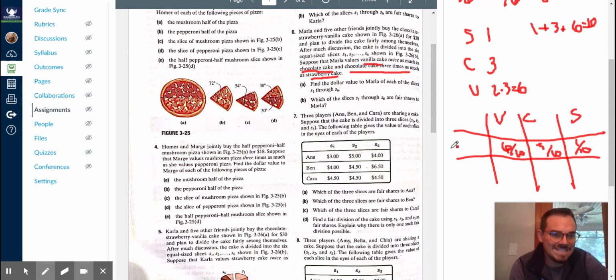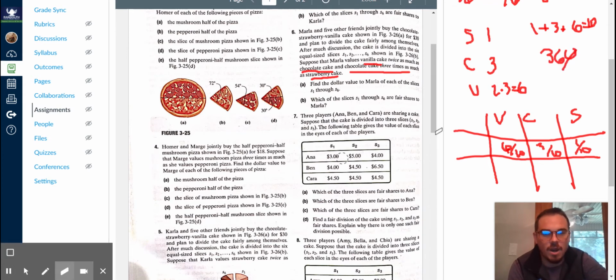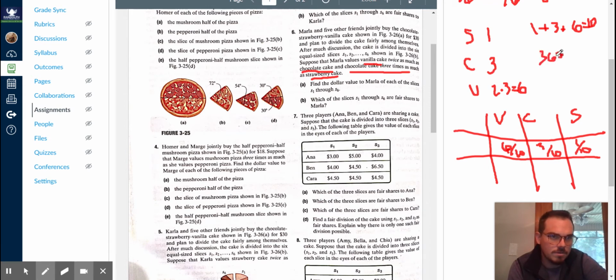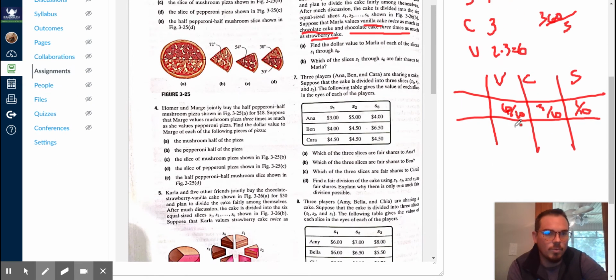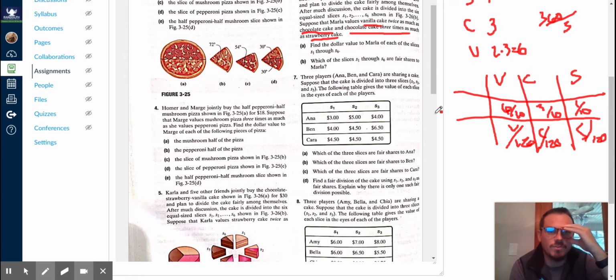So we've got 6 even slices of a circle. So 360. Well, actually, no. Backtrack. We've got 3 different types, right? So if there's 3 different types, that's 360 divided by 3, which we've done a couple of times. That's going to give us 120. So vanilla out of 120, chocolate out of 120, and strawberry out of 120. So find the dollar amount for each of the values there that we can see in S1 through S6.